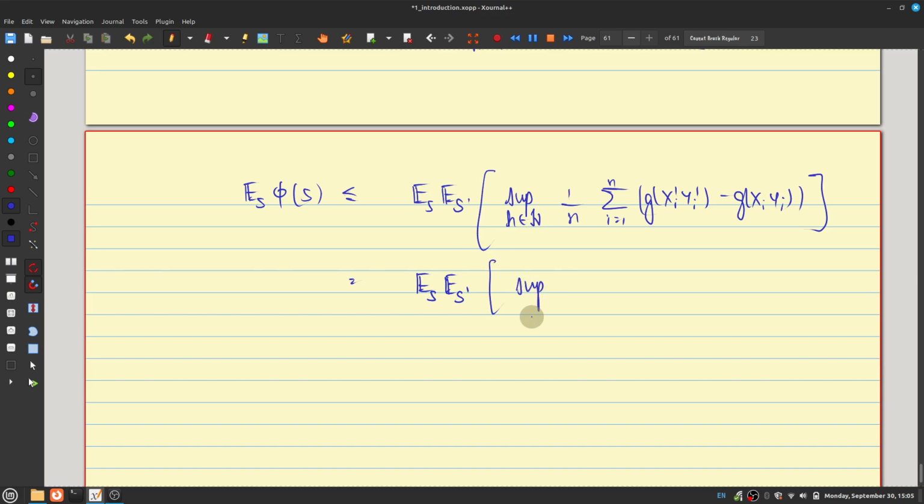Claim that this is equal to the supremum over h of 1 over n, i equal to 1 to n. Now g of xi, let's look at, for a given i, this particular quantity. This is a random variable, right? Whether you look at g of xi prime yi prime minus g of xi yi, or g of xi yi minus g of xi prime yi prime, will the distribution change?